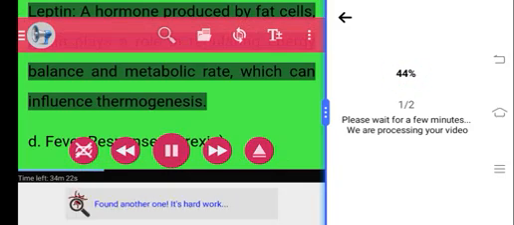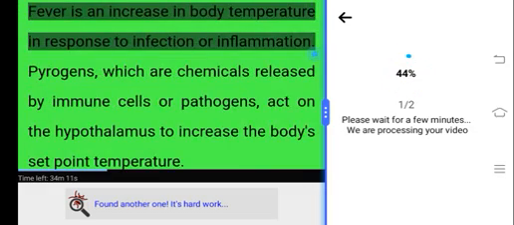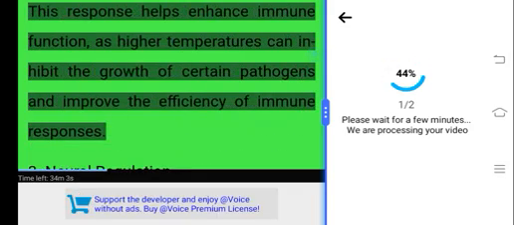Leptin, a hormone produced by fat cells. Leptin plays a role in regulating energy balance and metabolic rate, which can influence thermogenesis. D. Fever response, pyrexia. Fever is an increase in body temperature in response to infection or inflammation. Pyrogens, which are chemicals released by immune cells or pathogens, act on the hypothalamus to increase the body's set point temperature. This response helps enhance immune function, as higher temperatures can inhibit the growth of certain pathogens and improve the efficiency of immune responses.